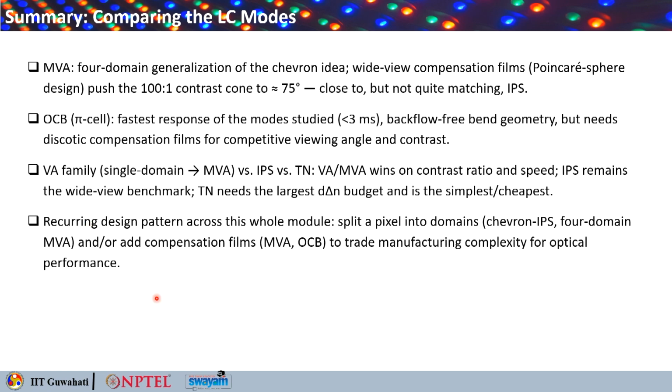So, the recurring design pattern across this whole module: you can split a pixel into domains, as you use for chevron IPS or 4-domain MVA, or after that you can add compensation film for MVA or OCB. This can trade the manufacturing complexity for the optical performance that you require for your display. So with that, we conclude this lecture.